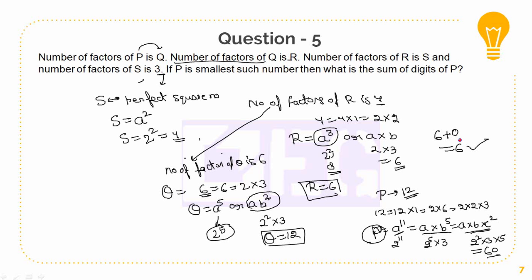Number of factors of R is S. So we need the smallest number R such that it will contain 4 factors. So we will convert in this way. Then we will try to find the smallest value of Q. Then we will try to find the smallest value of P. Then we will try to find the sum of digits of P, that is 6 plus 0 is equal to 6. So this is really a tricky question and an important type of question for CAT 2018.